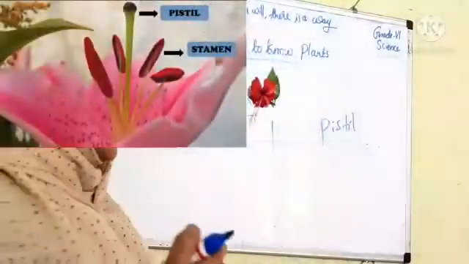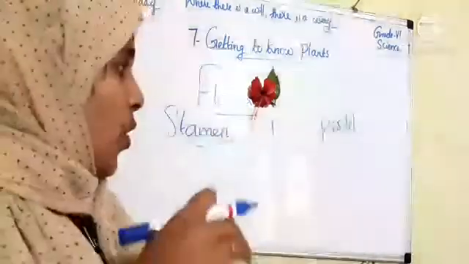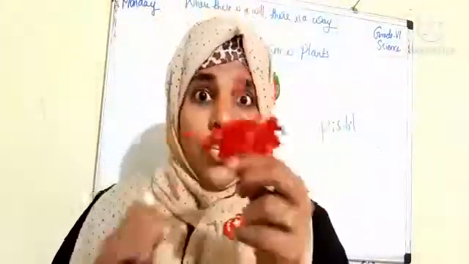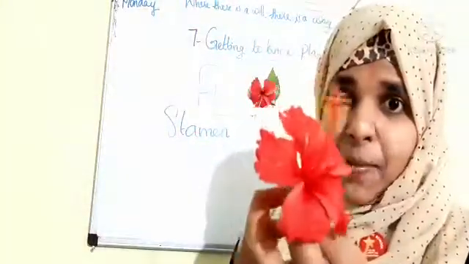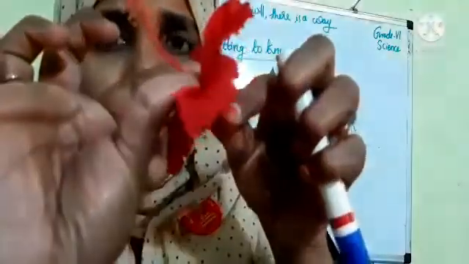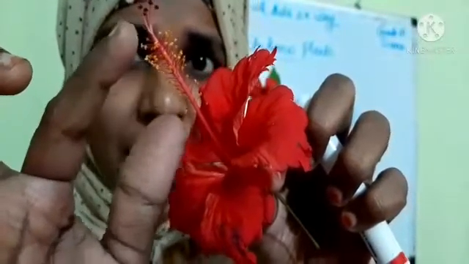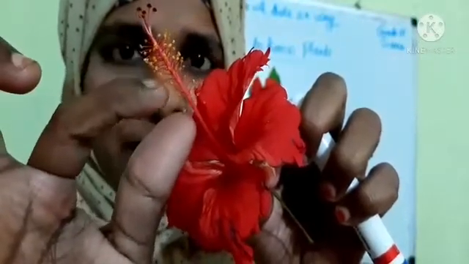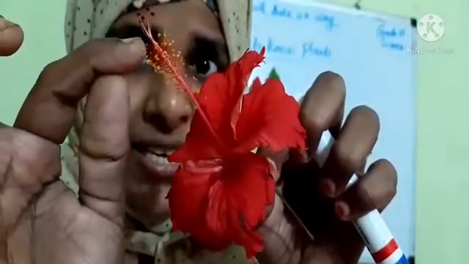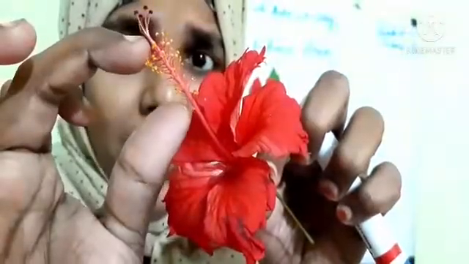Students, now we will study stamen and pistil. Let's check the differences between these two. Students, zoom your camera. I will show you the stamens and pistil in this flower. When you check this hibiscus flower, you can see yellow color at the top of this one, right? These we call stamen. A thread-like structure, and at the top we can see a yellow color. These together we call stamen.